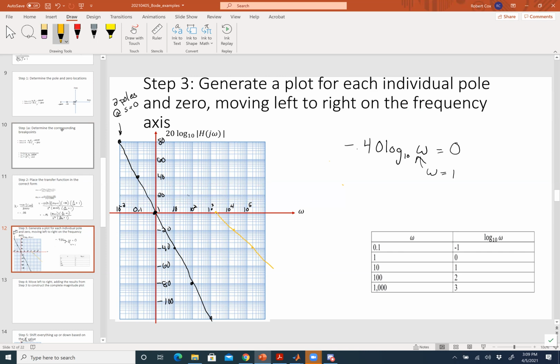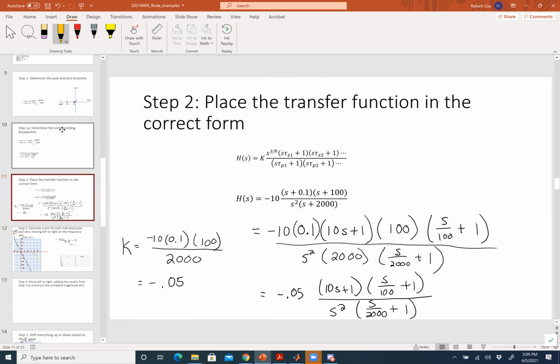Like that. All right, and it's 0 below that. I'm not even going to bother drawing in the 0. It's 0 before that, and then it starts falling. Okay. All right, now let's do the zeros. We've got 2 zeros to worry about.